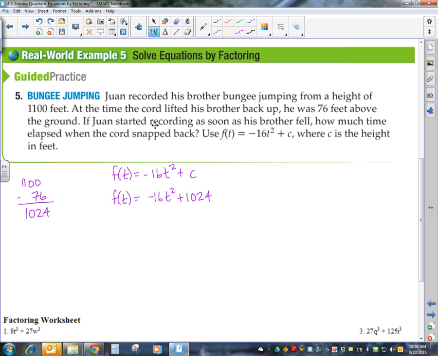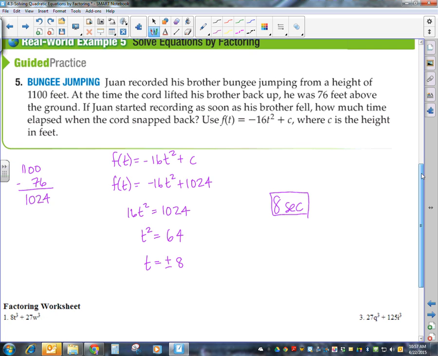So what are they asking me to find? How much time elapsed when the cord snapped back? Okay, and that cord snapped back, this is going to be 0, so that's going to give me 16t squared equal to 1024. T squared equals 1024 divided by 16, which is 64. So t equals plus or minus 8. So can't have negative time, so my answer is going to be 8 seconds. I'm trying to make the video quick, so if I went through that too quickly and you can't follow what I did, please come see me, ask me questions, email me questions.